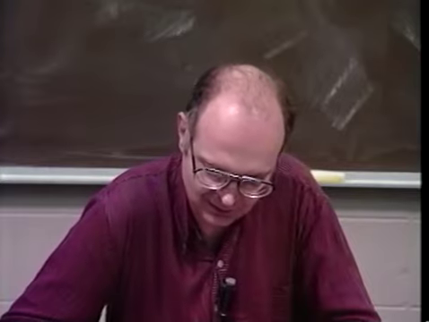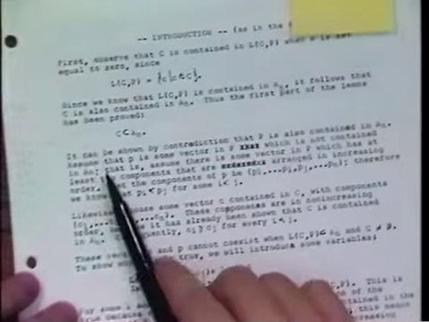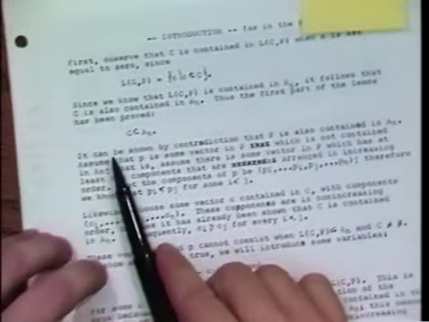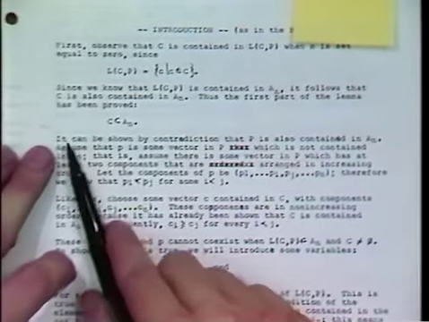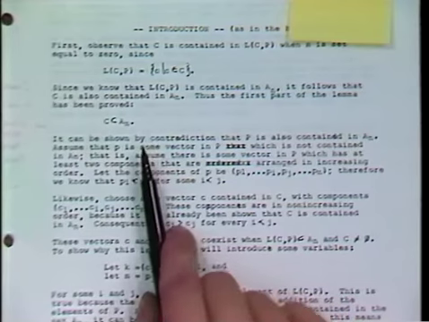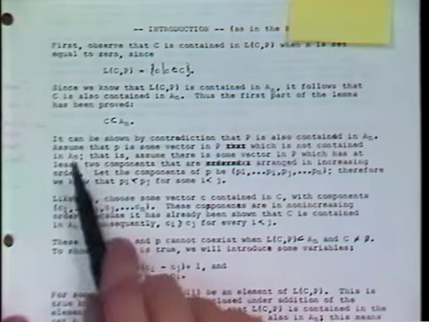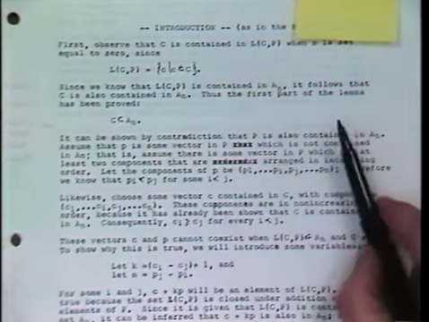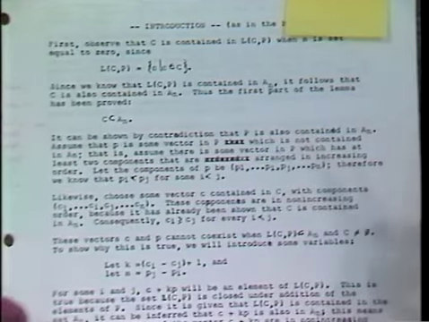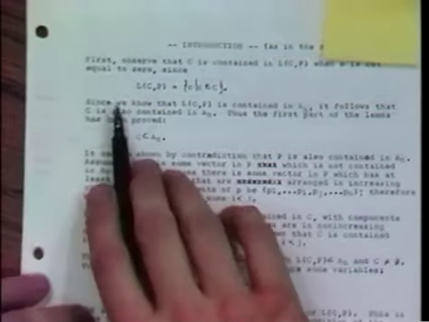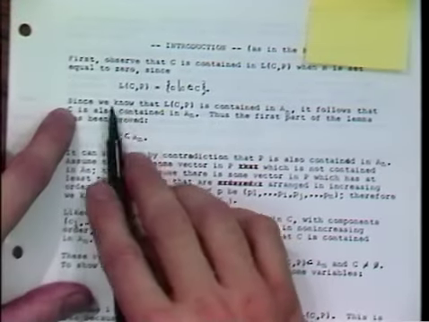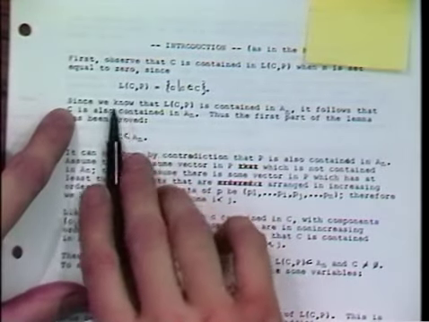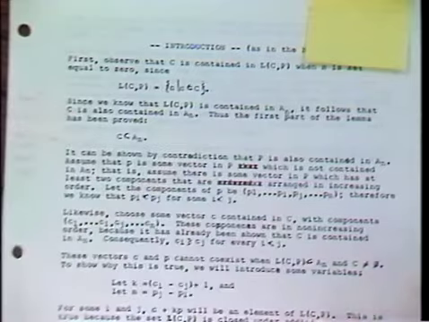Well, let's see. It can be shown by contradiction that P is also contained in N. That's a good example of passive voice, which we improve by making it active: a proof by contradiction shows that P is also contained, and things like that. Okay. Since we know that such is contained in A sub n, we don't know it necessarily. I don't know why we know that L of P. It was never assumed. We don't know things like that.